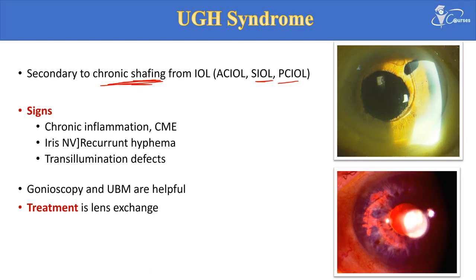So also there will result in transillumination defects. In order to diagnose, if you don't know where the source of this inflammation is, and the patient doesn't have any visible iris defect, just do a UBM. It will show you the contact between the haptic or the optic to the back surface of the iris. And the treatment for such cases will be the lens exchange.